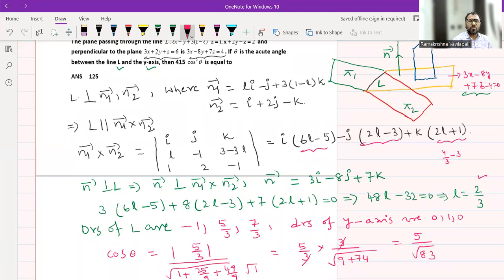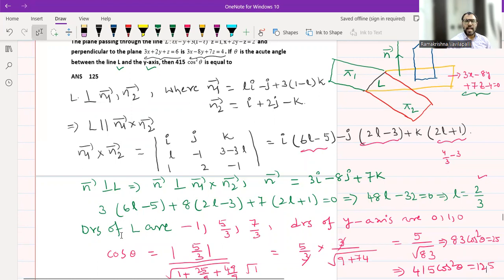Now they are asking what is 415 cos square theta. So 83 into cos square theta equal to 25. Now we need to multiply by another 5, then you will get 415. So multiplying with 5, you will get 415 cos square theta equal to 125. It is a very good question. Indirectly, they are asking the angle between two vectors.